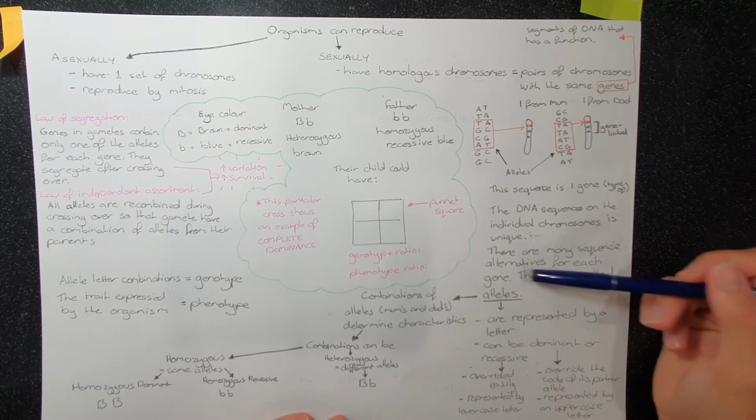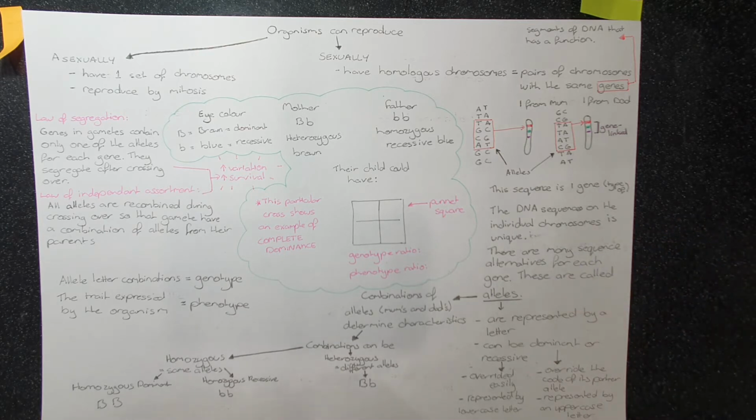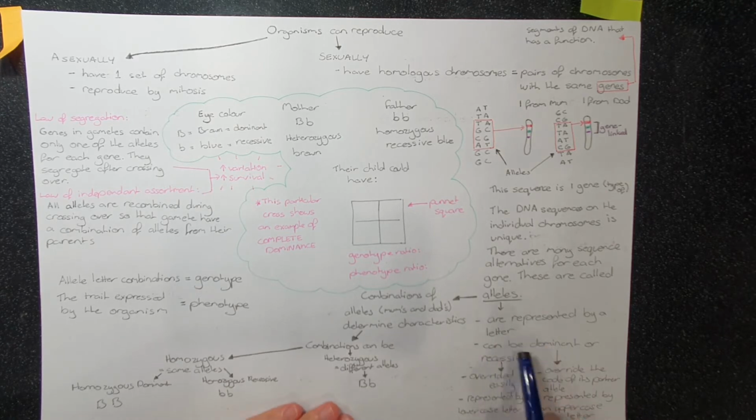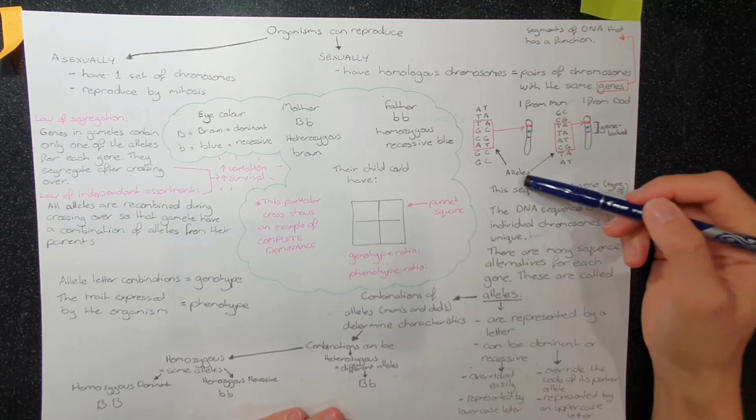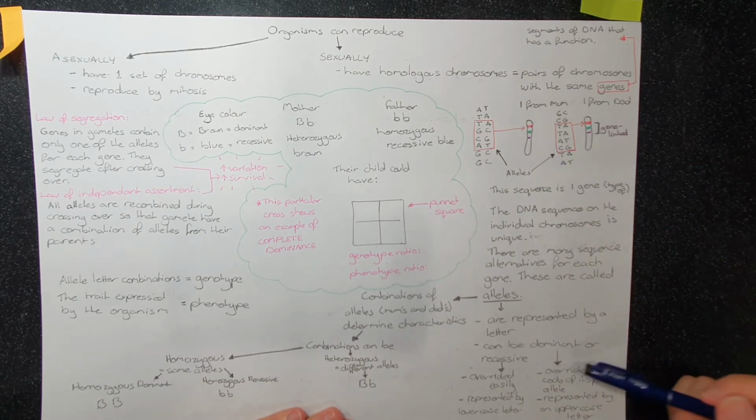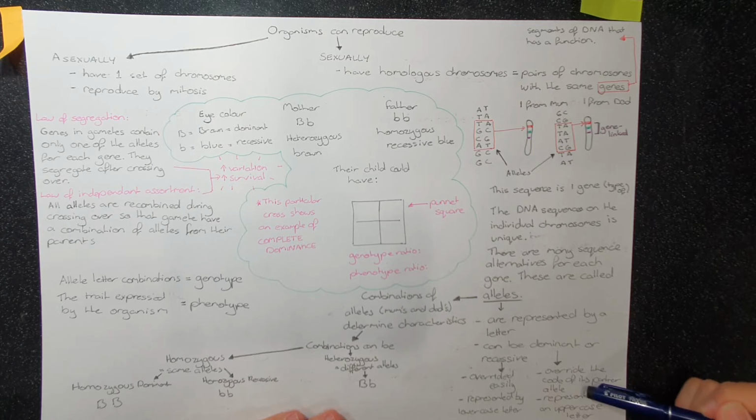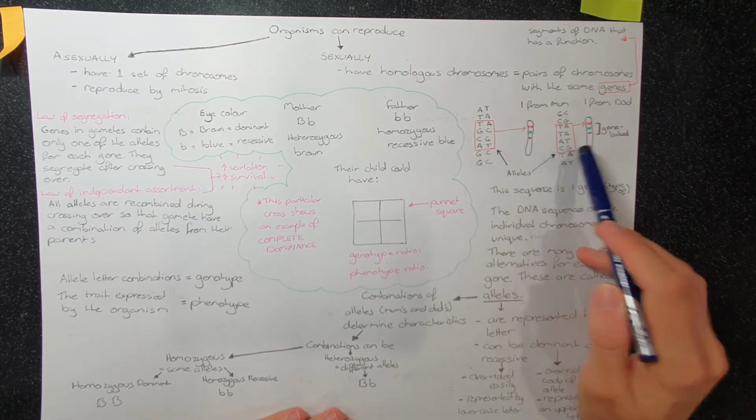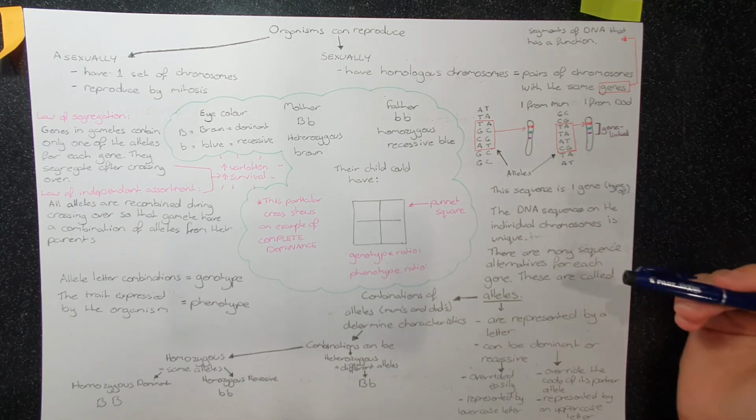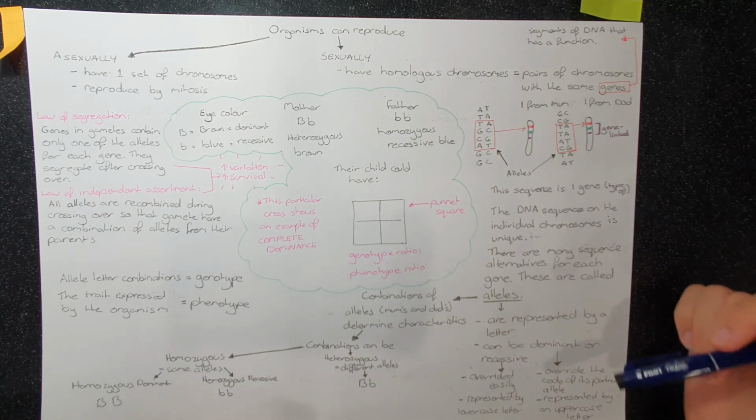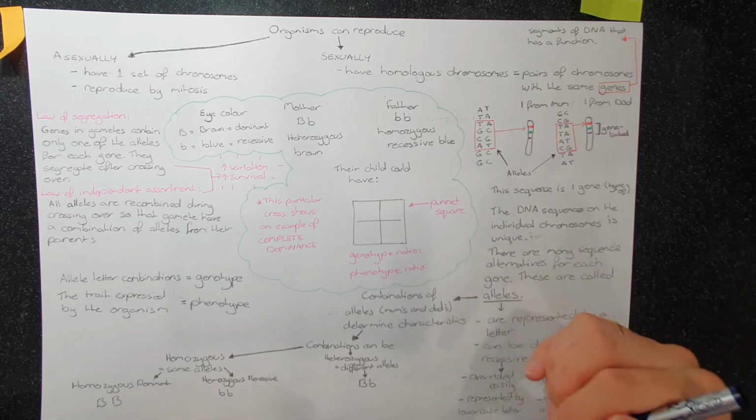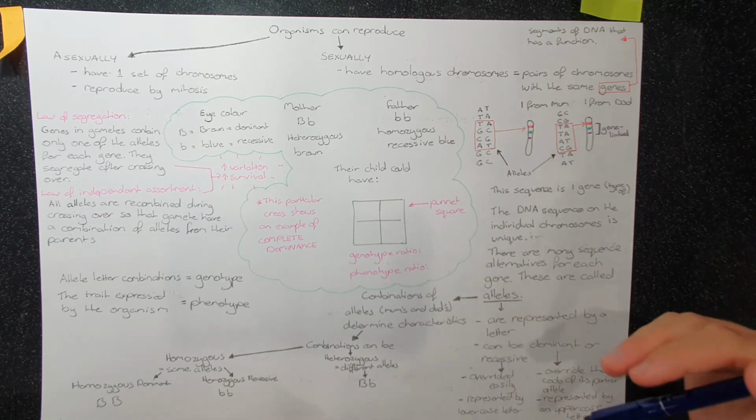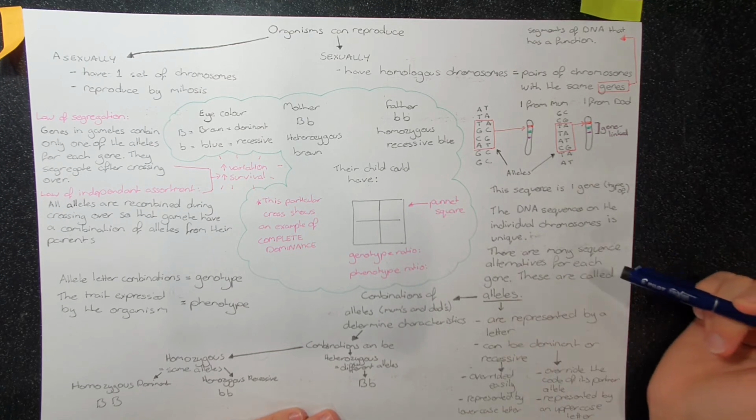If we're looking forward, these are called alleles. Alleles are represented by a letter. Alleles can be dominant or recessive. Now, dominant alleles or dominant sequences override the code of the partner allele. So we know that there are going to be two alleles given, one from mum and one from dad. If one of those alleles is a dominant gene or a dominant allele, it will override the other one, and so what is expressed will actually be the code from the dominant allele.